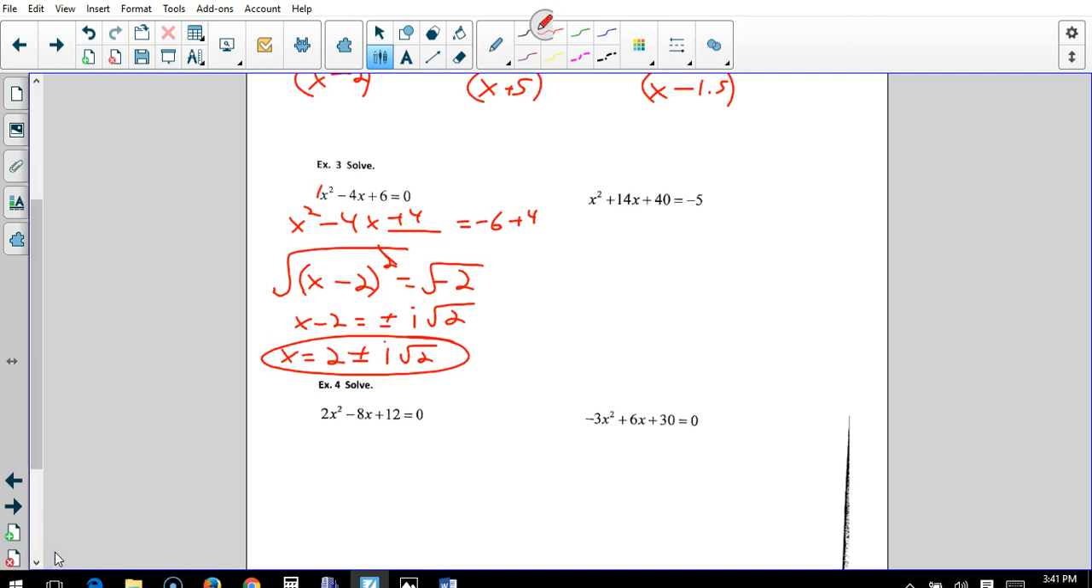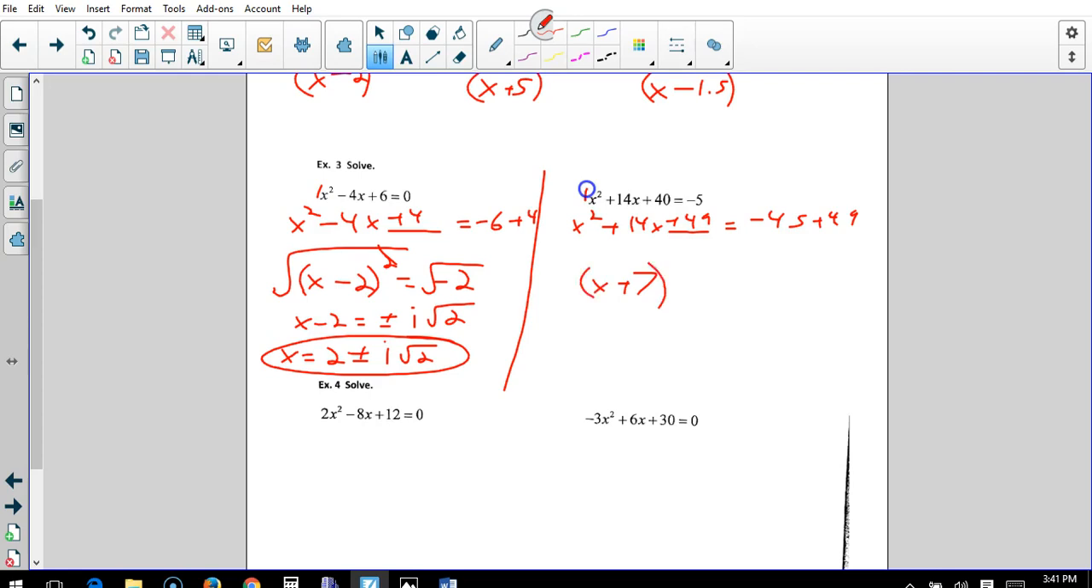Okay, so this is equal to 1. We move the 40 over. X squared plus 14x, leave a space, equals -45. Half of 14 is 7. So I'm going to write plus 7 right here. Square it, that is 49. Add it to both sides.